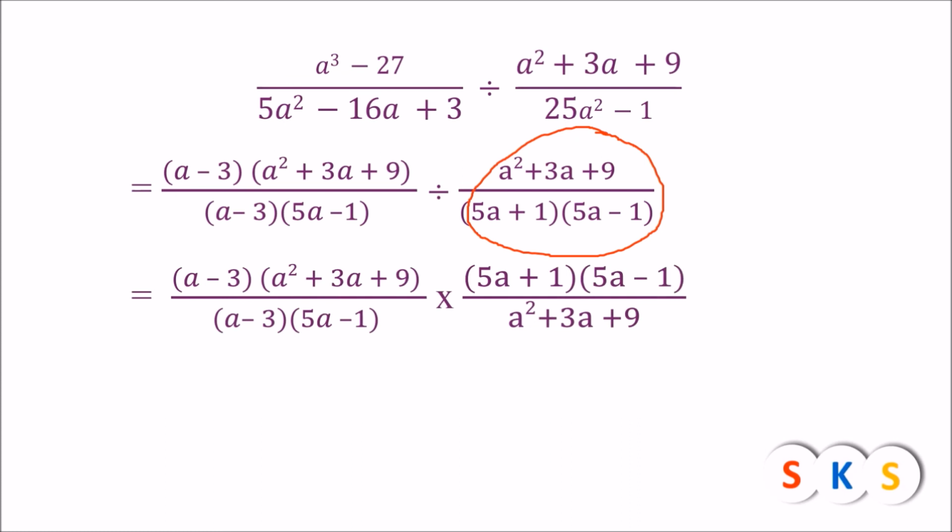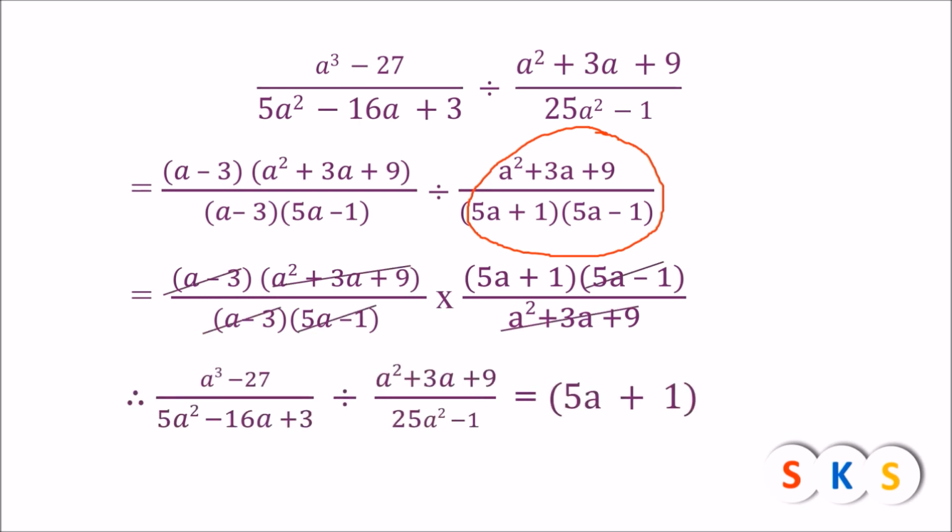Now we will go for the cancellation. You can cancel 5a minus 1 with 5a minus 1, a minus 3 with a minus 3, and a square plus 3a plus 9 with a square plus 3a plus 9. What is left? 5a plus 1, and that is the answer of this question.